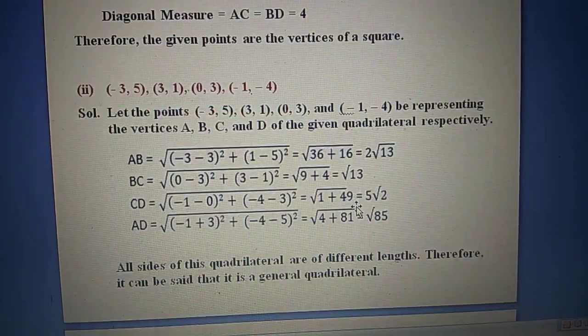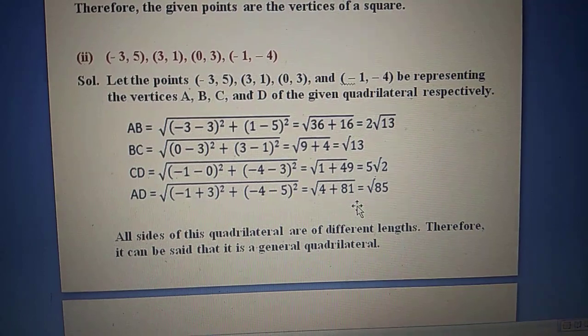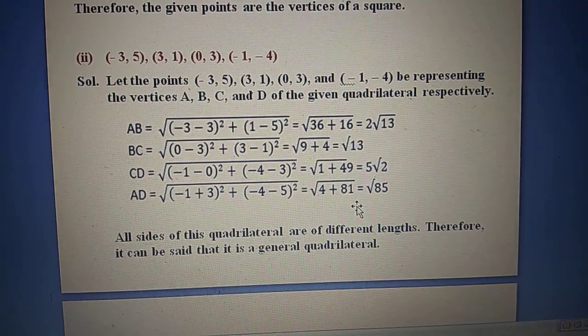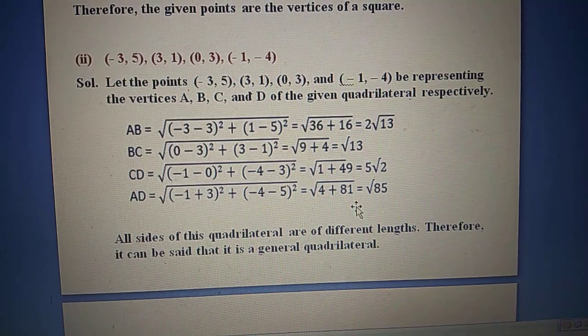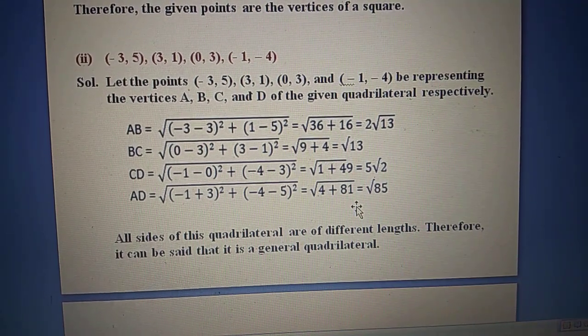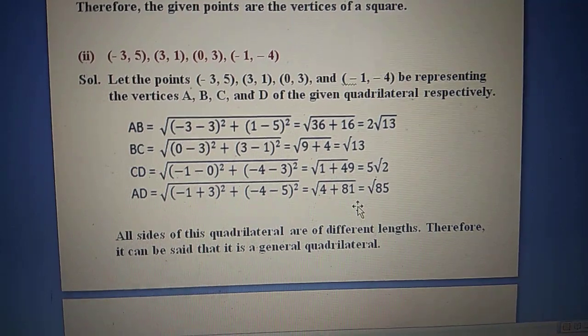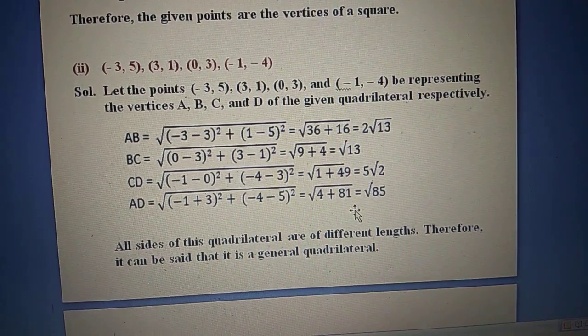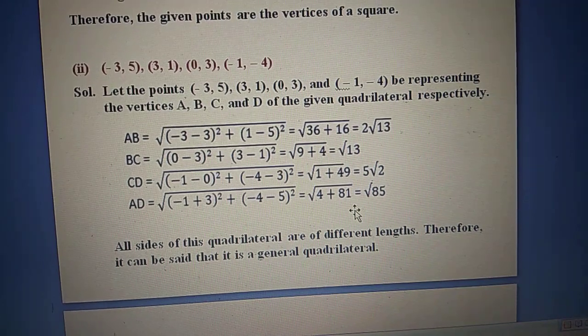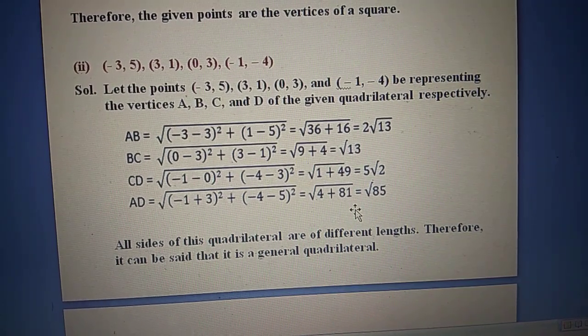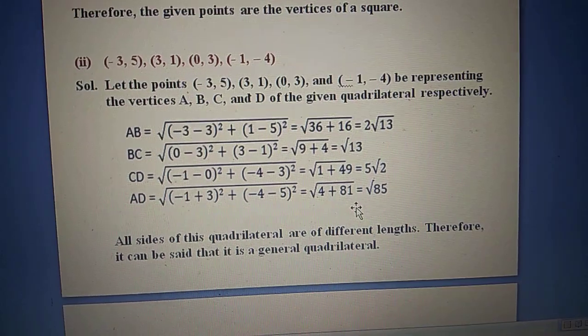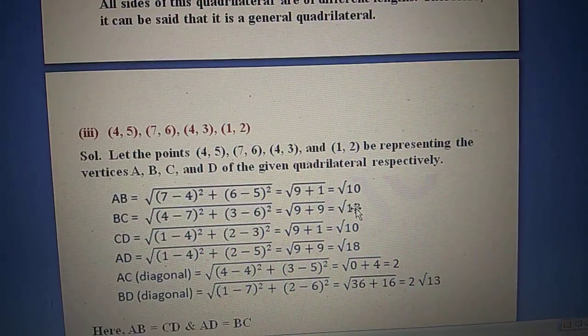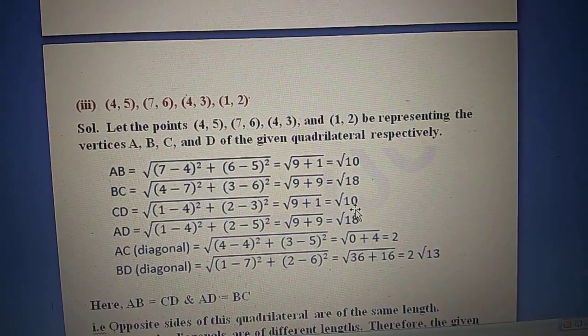Now let's move towards part number 2 of this question. It is the same as the previous part. Here we again find the sides by using the distance formula, but the sides are not of equal length, that is, all the sides are of different lengths. Since all the sides are of different lengths, it is a general quadrilateral and not of a specific type. Now let's move towards part number 3 of this question.